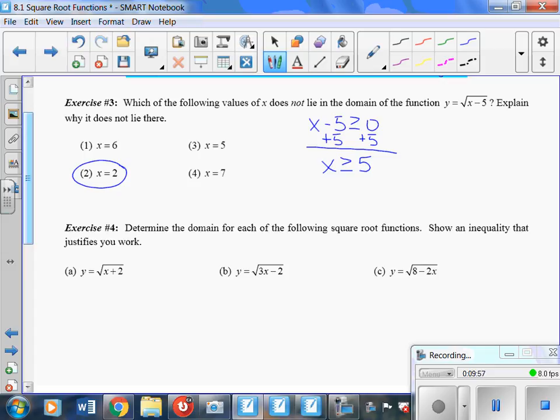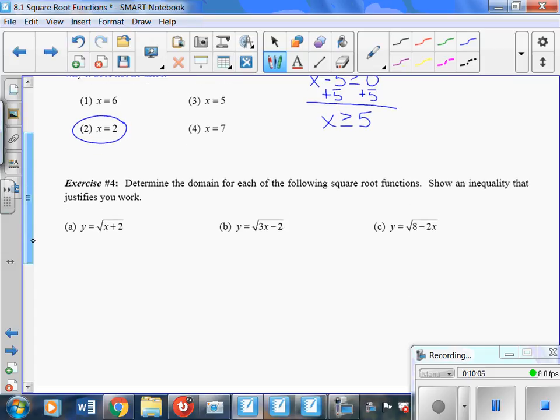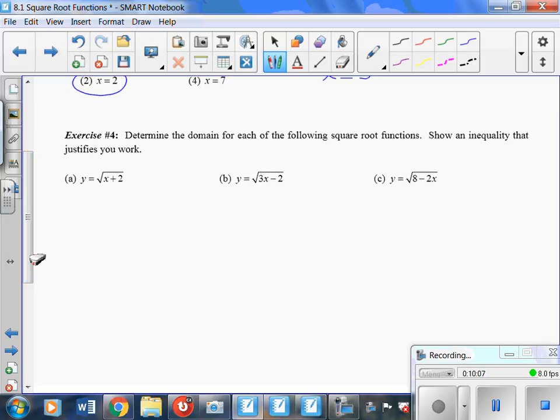So exercise 4 says determine the domain for each of the following square root functions. Show an inequality that justifies your work. My apologies, there is a typo right there. So all you have to do here is set each of these greater than or equal to 0.